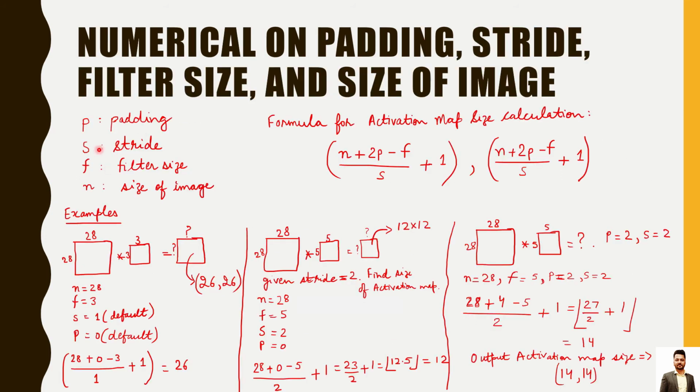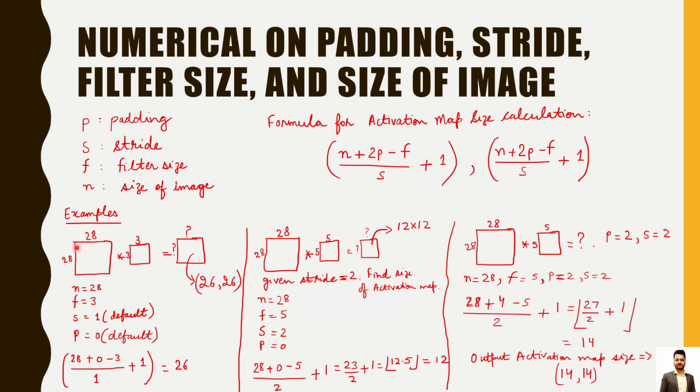Now numerical, let's say P is padding, S is stride, F is filter size, and N is the size of image. The formula for activation map size calculation is (N plus 2P minus F) by S plus 1. So this is the size of the image if you want to calculate it.